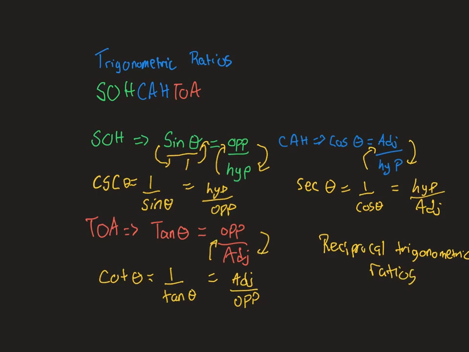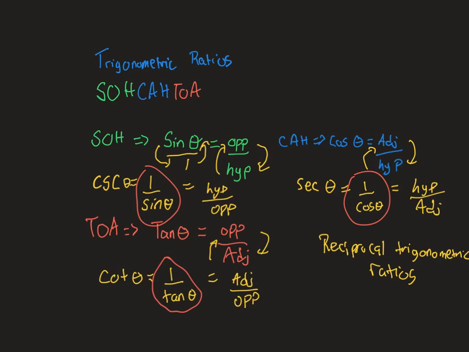Now, most calculators don't have the button for cosecant, secant, or cotangent. So when you wish to do this calculation, you need to actually do 1 divided by tan of theta, 1 divided by sine of theta, 1 divided by cosine of theta. That's what you want to do. So these are the ones that you should be focusing on when you're doing your calculations. So if you want to calculate cosecant of theta, you do 1 divided by sine of theta.